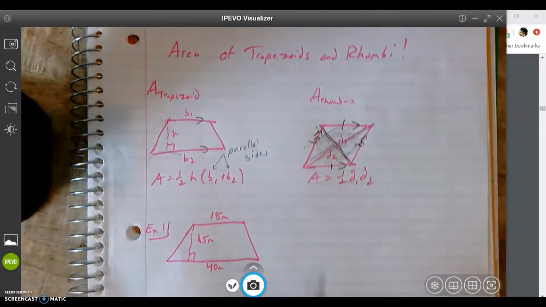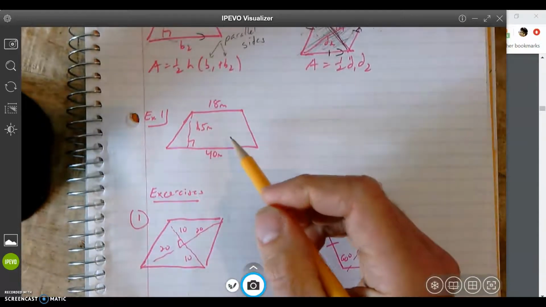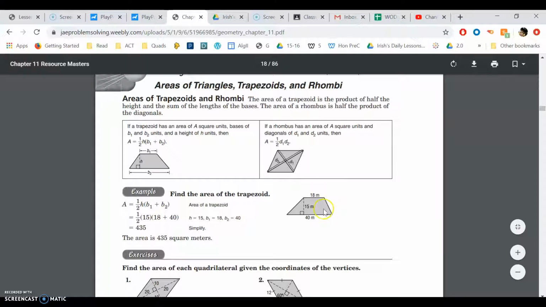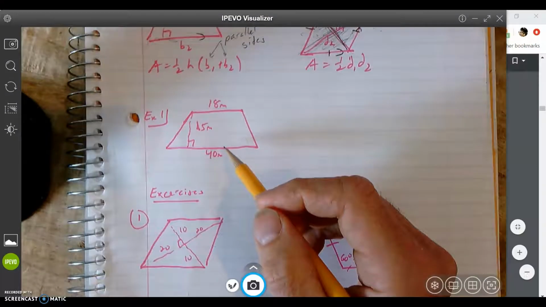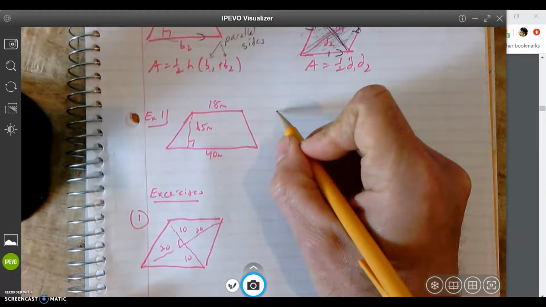Okay, so we got these two. Let's arm ourselves with these and knock out these problems. Exercise 1, right here. If you don't like my picture, that's okay. It's right here. Write it down, and let's do it. If you want to try and do it on your own, go ahead.